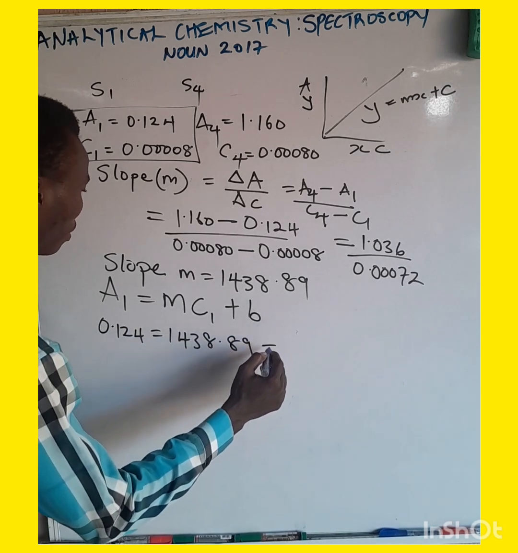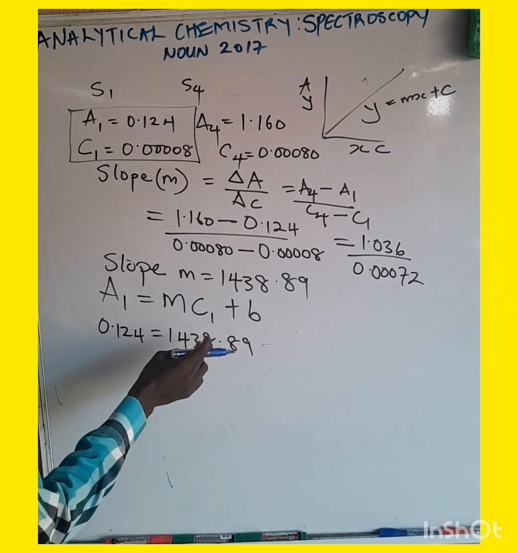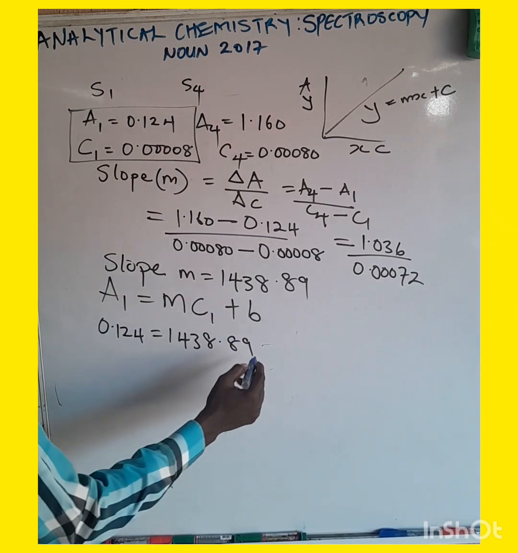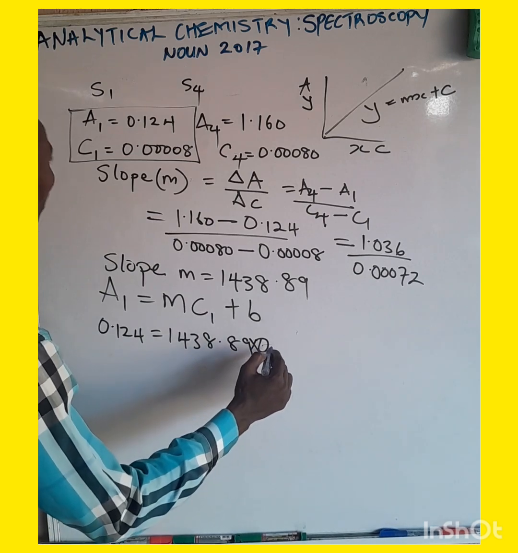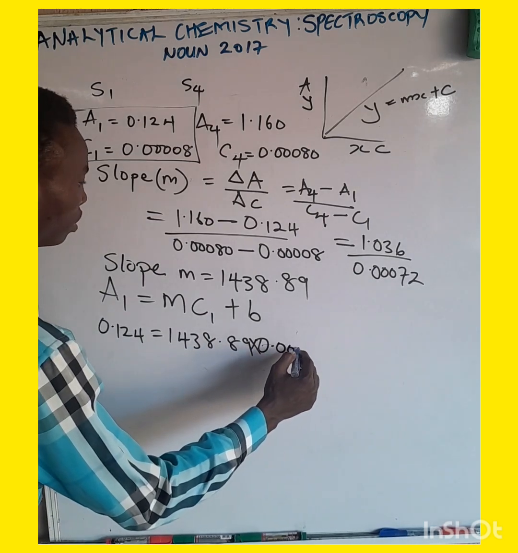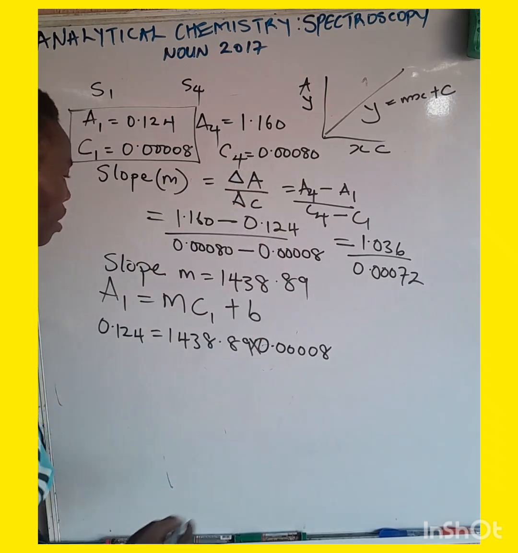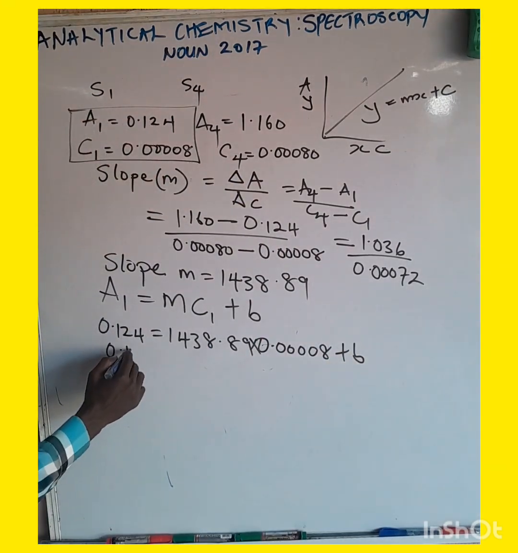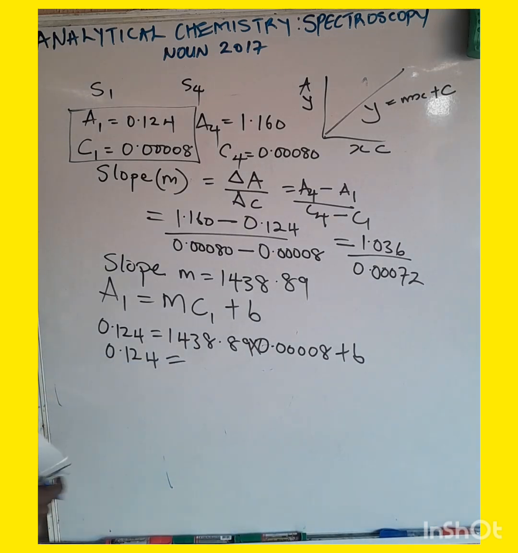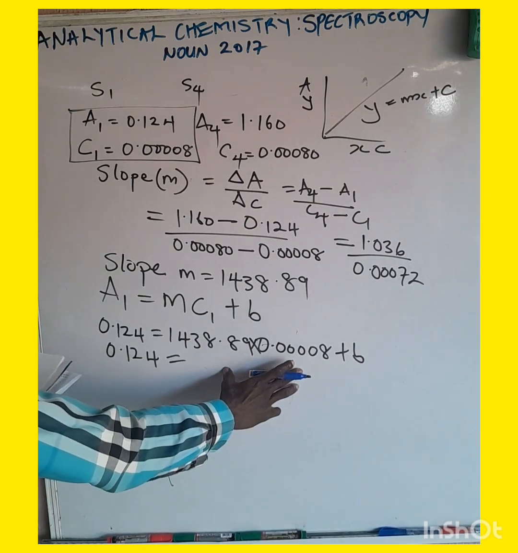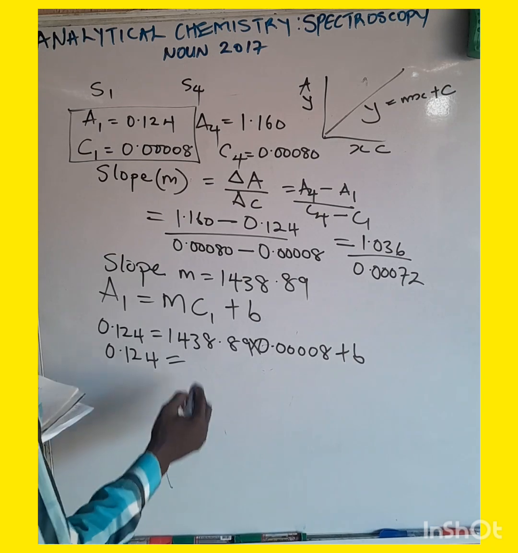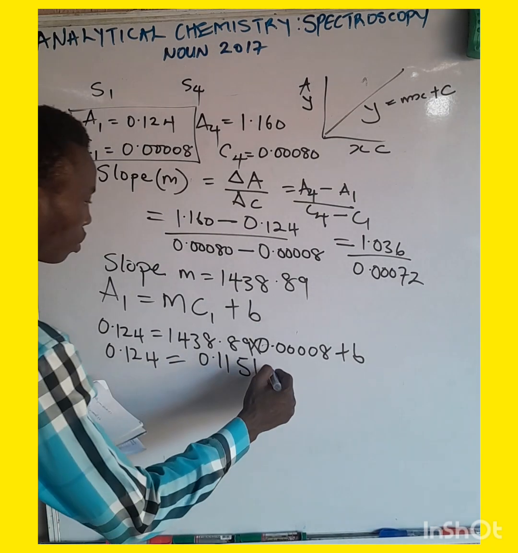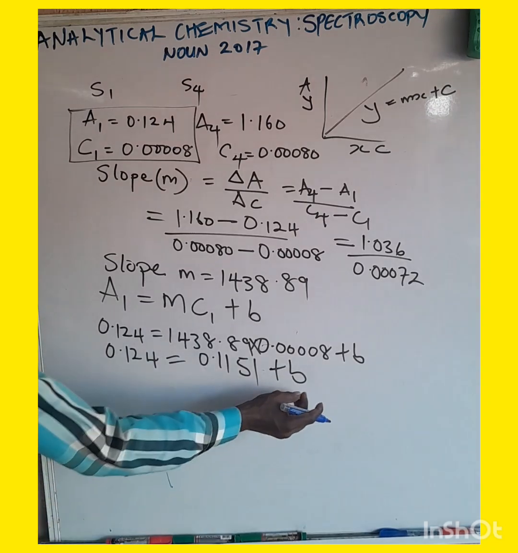1438.89. Then followed by our C. Our C that we have in this place now, this is our C1. Our C1 is 0, that is multiplied by 0.008. Okay, plus what? Plus B. Now 0.124 equals to, if you multiply all the values that you have in this place, if you multiply all of them together, that will give you 0.1151 plus what? Plus B.